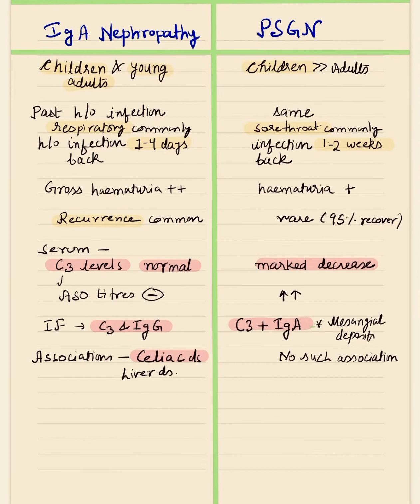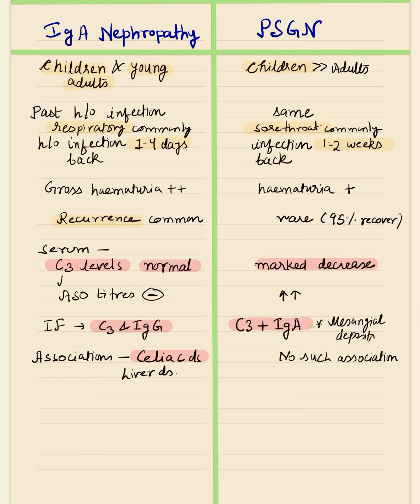Hello and welcome everyone. This is a small talk in which I will compare IgA nephropathy with post-streptococcal glomerulonephritis. We know that IgA nephropathy can present as nephritic syndrome, and PSGN is a very important cause of nephritic syndrome. Many times problem-based questions come, and we have to differentiate between these two conditions.